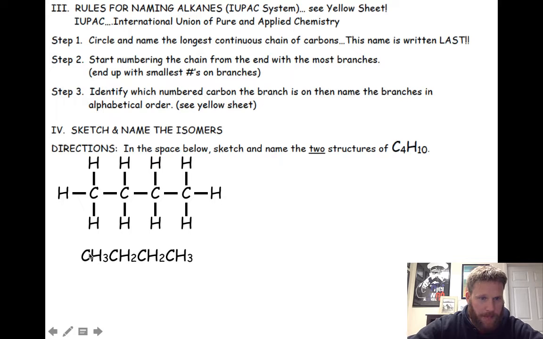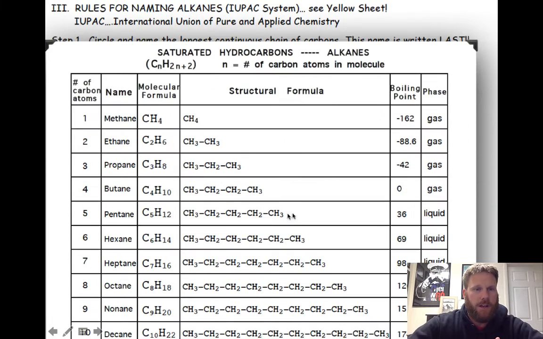Well, we can represent that by saying CH3. This carbon has 2 hydrogens bonded to it, and also bonded to 2 other carbons. That's why it says CH2. Anyway, to name this, you follow the game plan. So you circle and name the longest continuous strand of carbons. Well, in this case, it's just this butane strand right here, 4 carbons laid out right in a row.